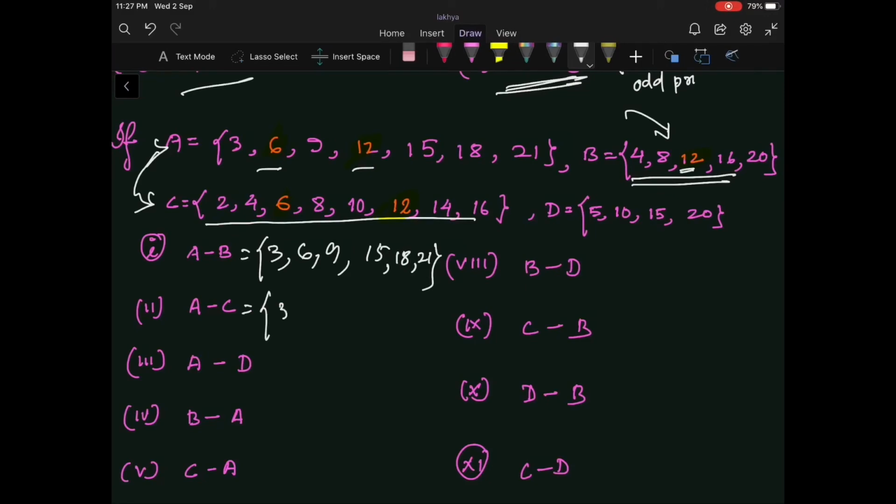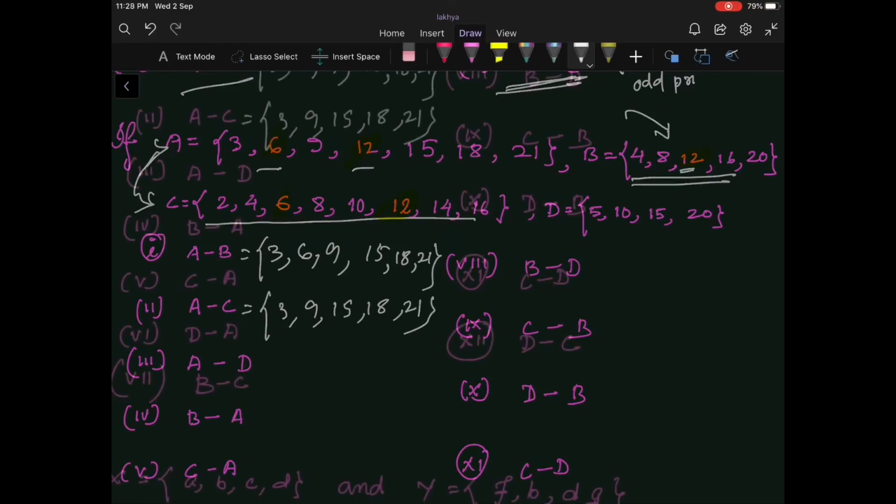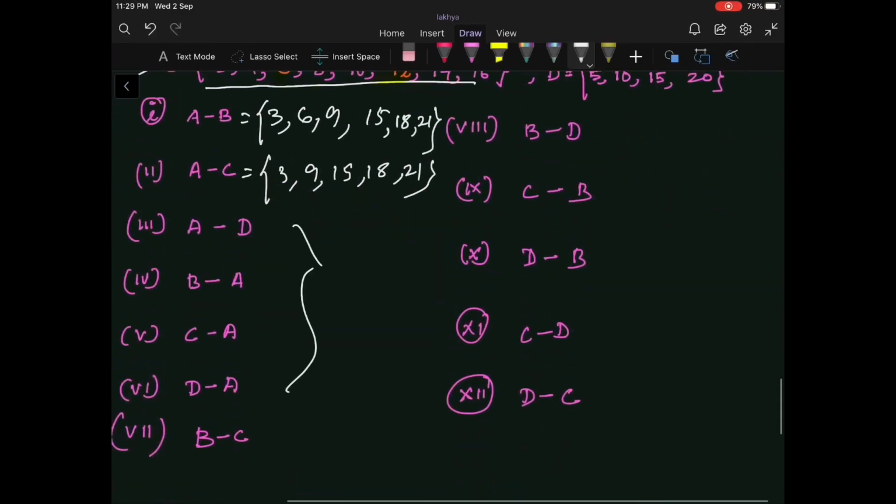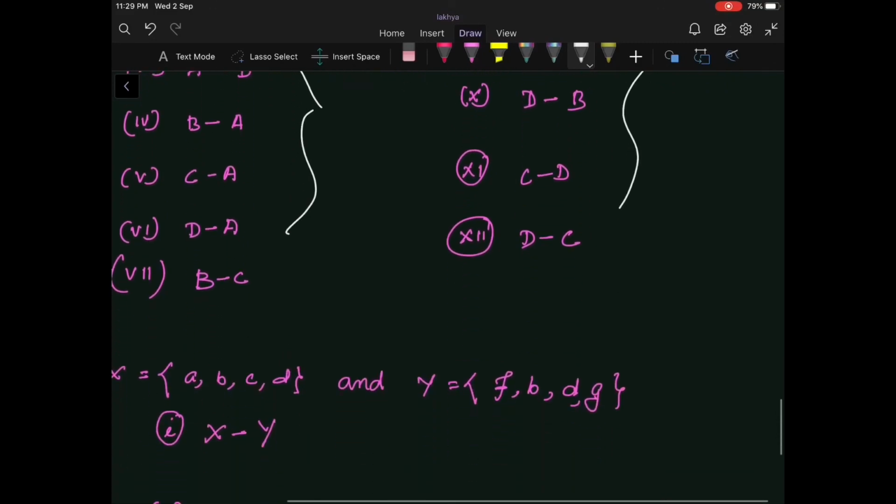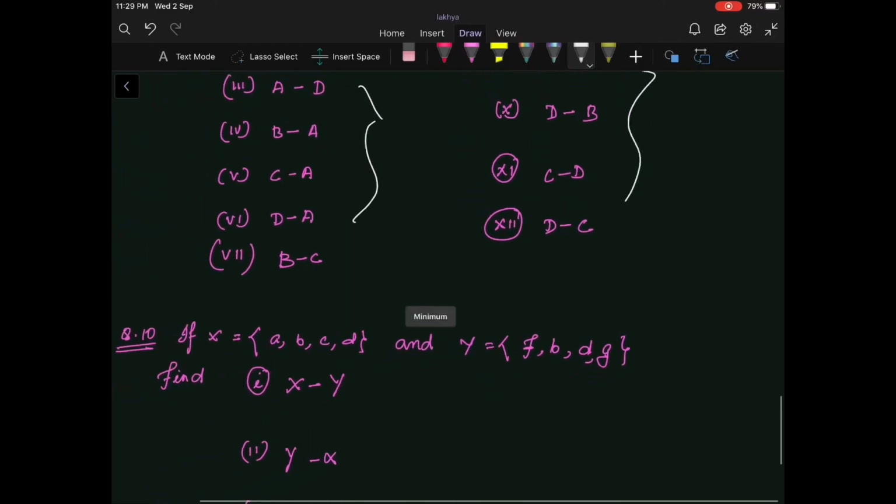Okay, so 3, 9, 15, 18 and 21. So similarly we can find those as well. Okay, I'm not going to show all those, because the method is same.